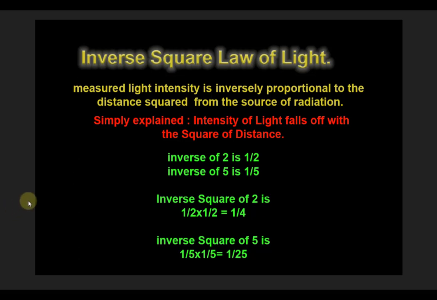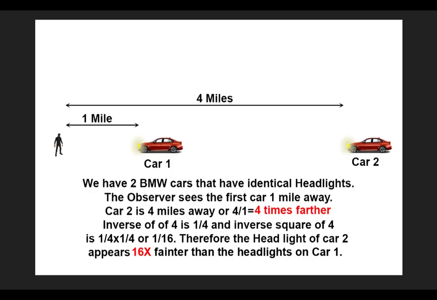Let's take a look at the inverse square law of light. We know that if something is twice as far, it'll be 4 times fainter. So if something is 5 times farther, it'd be 25 times fainter, and so on. So these are certain examples of how we can figure out the distance by using the inverse square law of light.